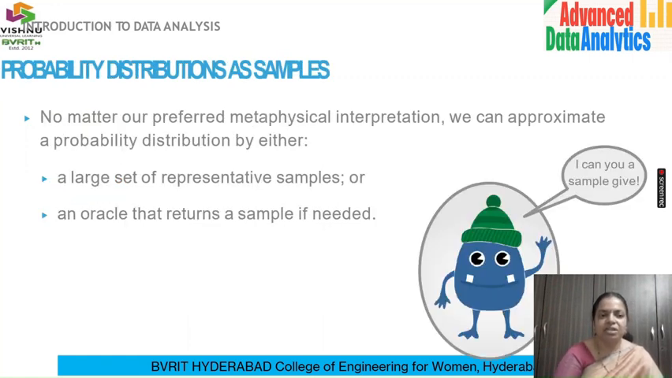Next is probability distributions as samples. Whenever we are sampling data, we need to follow some conditions, and based on that we can find our samples. From a large set of data, if I want to find a particular set of data as a sample, that sample selection decides the model accuracy. So we need to take care while taking a sample of data.